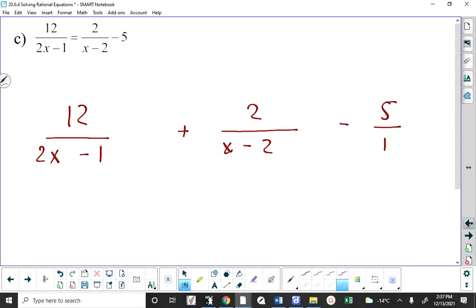I think it's pretty clear that the lowest common denominator is the product of these two denominators. It's the product of 2x minus 1 and x minus 2. I guess we can make a note right now. X is not allowed to be 2. X is not allowed to be 1/2 by looking at those two denominators. I take it you were going to ask me where the equal sign was or where it went?